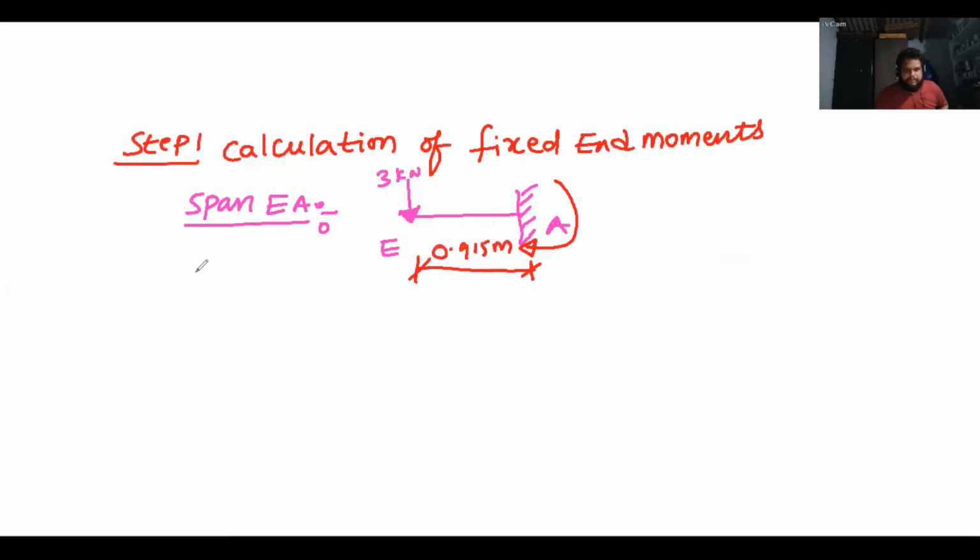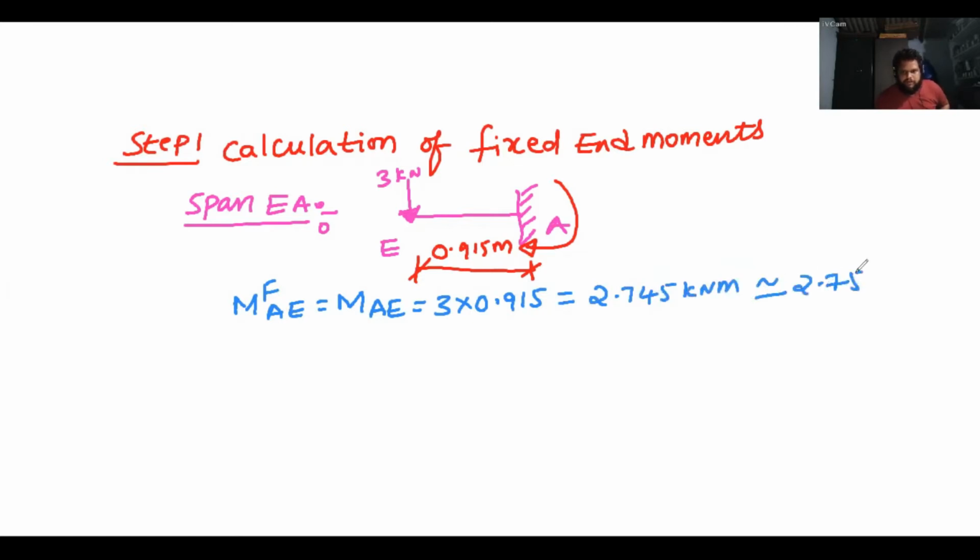So in the span AE, MFAE is a cantilever, so we can directly write MAE. We need not go for the slope deflection equation. MAE is 3 into 0.915, so this value is 2.745 kilonewton meter. I am approximating it as 2.75 kilonewton meter.